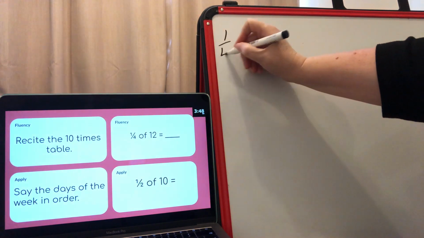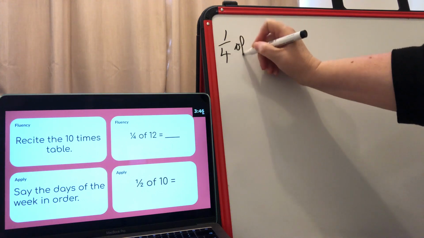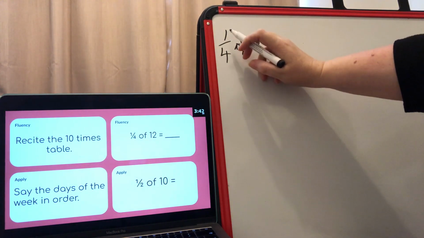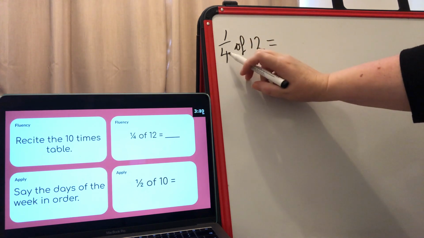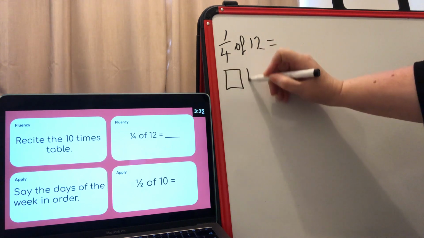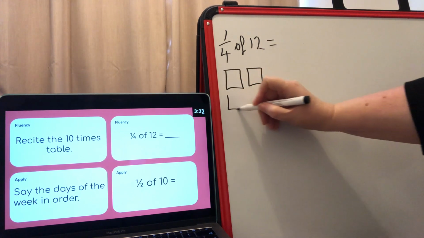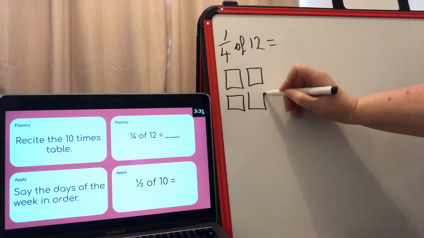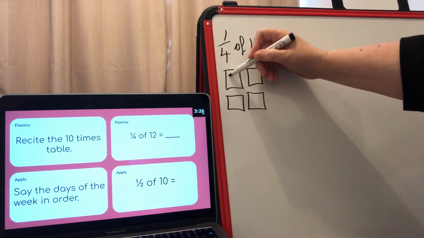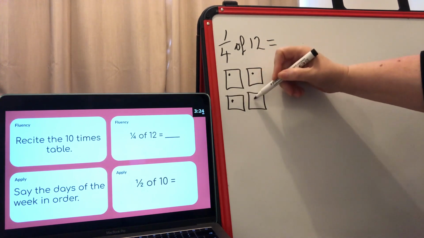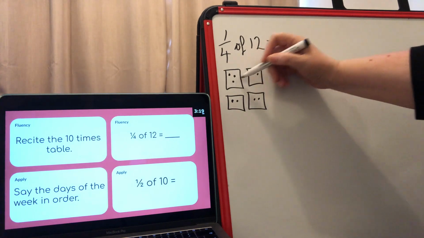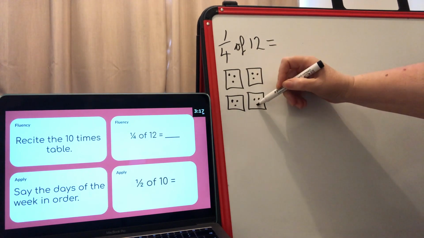Okay, so the second question was 1/4 of 12 equals. Well, did you notice 1/4 has 1 as the numerator and 4 as the denominator? We need 4 equal parts. So I'm going to draw 4 boxes. And it said 1/4 of 12, so I'm going to share 12 dots between the 4 boxes. 1, 2, 3, 4, 5, 6, 7, 8, 9, 10, 11, 12.